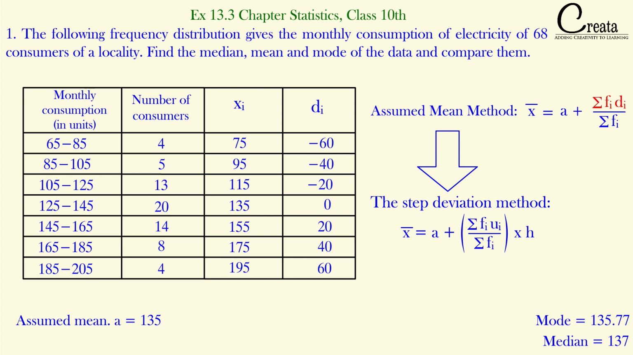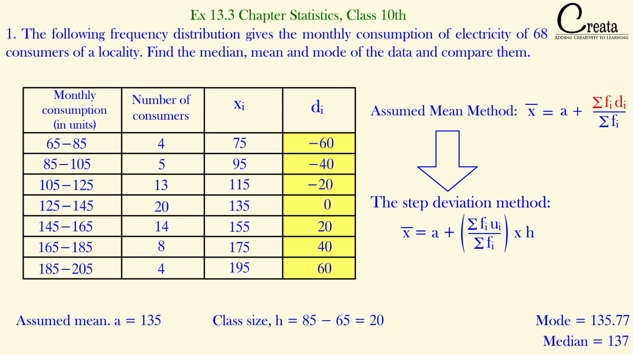Firstly, let's see what the class size is, which is upper limit minus lower limit. For example, 85 minus 65, it is 20. In all these ranges, our class size is the same, that is 20. We got h as 20. Now the next question is whether we can divide all these values of the deviation with 20, that is the class size. If the answer is yes, we will go to the next method, that is the step deviation method. Else we will retain the assumed mean method.